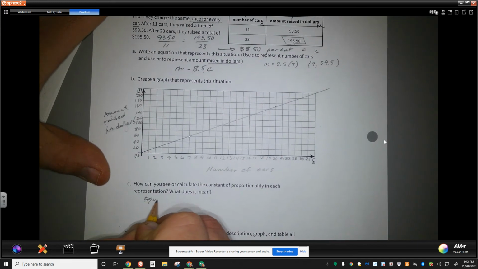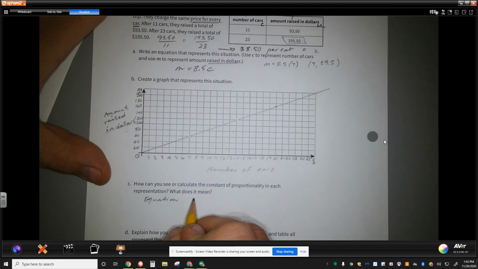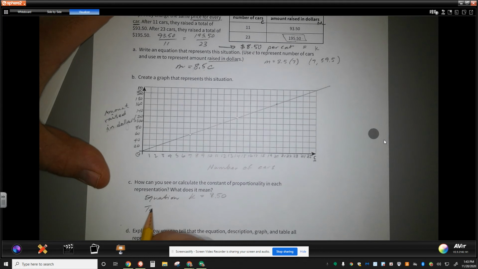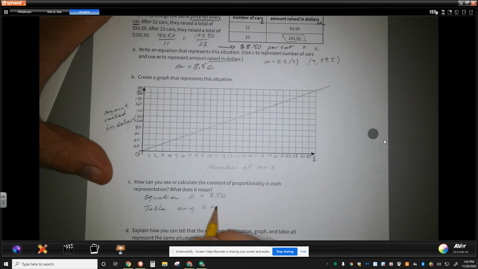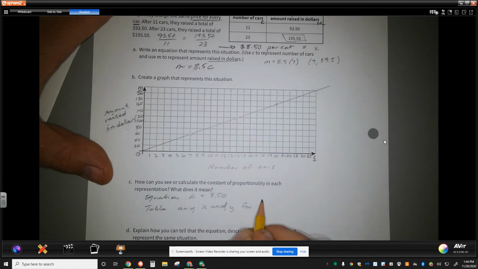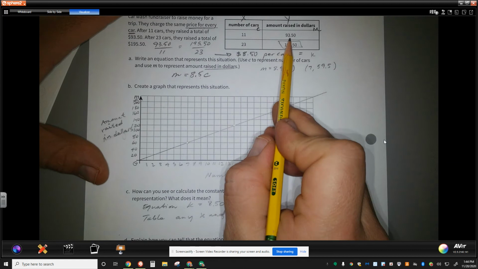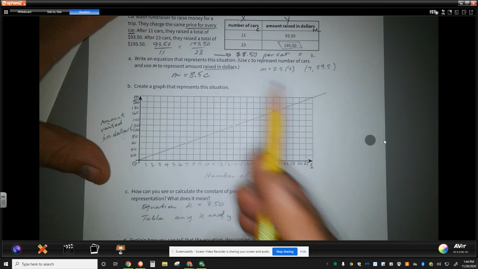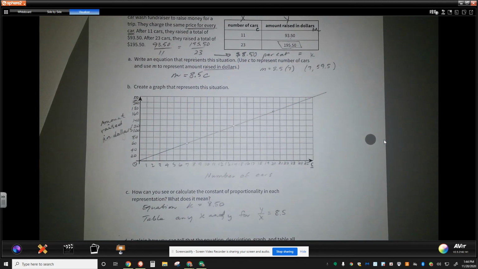In the equation, we see that our constant of proportionality is 8.5, or 8.50, because we know that's the cost per car. In the table, again, we see that any x and y, for y divided by x, equals 8.5, which we can take these ones, what we did at the very beginning, 93.50 divided by 11, 195.50 divided by 23. Both of them came out as 8.5.